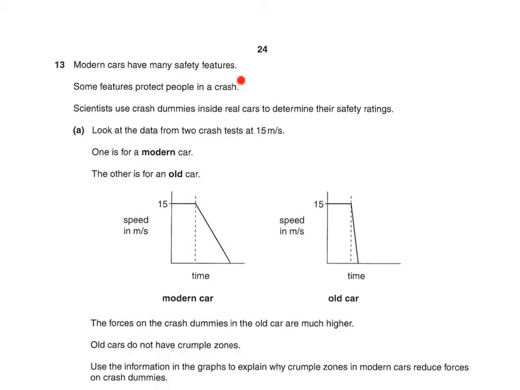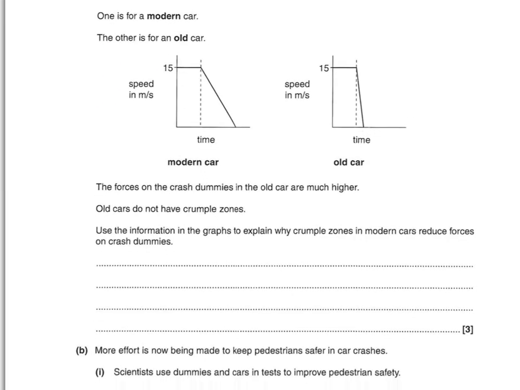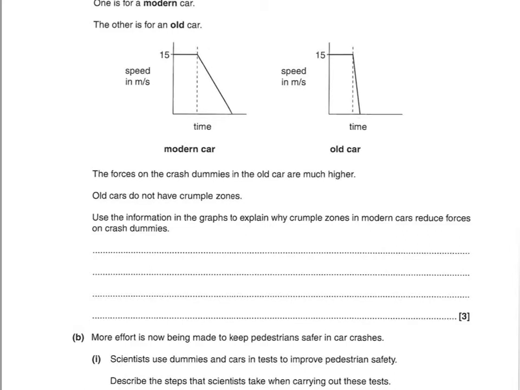Modern cars have many safety features. Some features protect people in a crash. Scientists use crash dummies inside real cars to determine their safety ratings. Look at the data from 2 crash tests at 15 meters per second. One is for a modern car, the other is for an old car. The forces on the crash dummies in the old car are much higher. Old cars do not have crumple zones. Use the information in the graphs to explain why crumple zones in modern cars reduce forces on crash dummies.